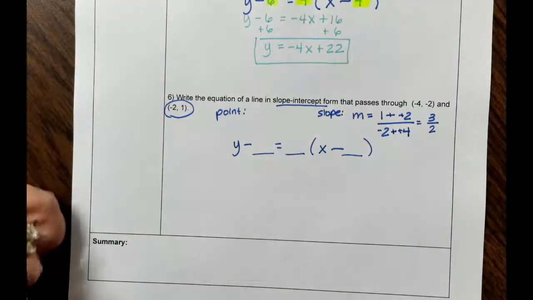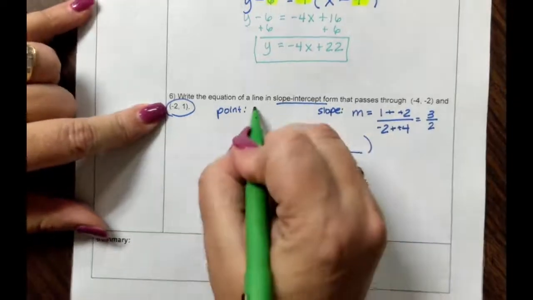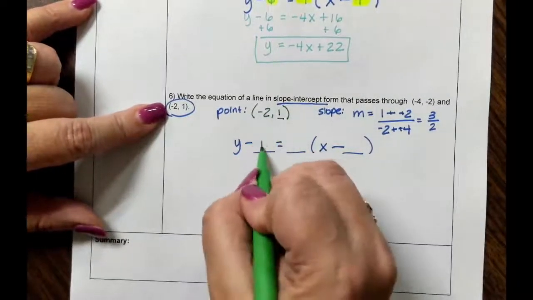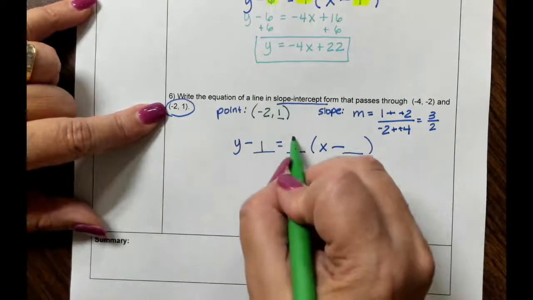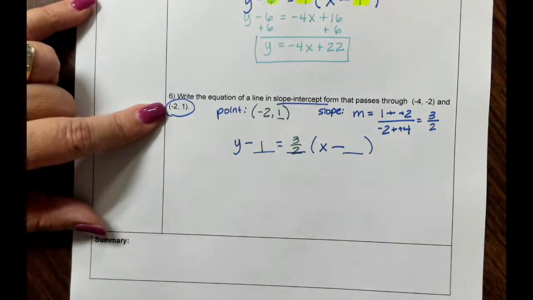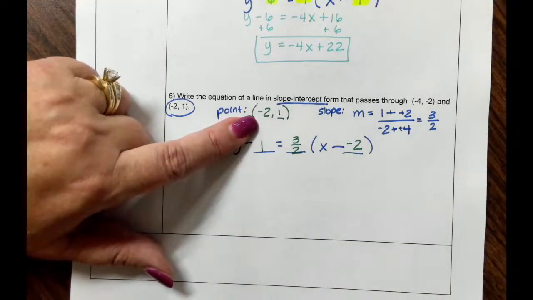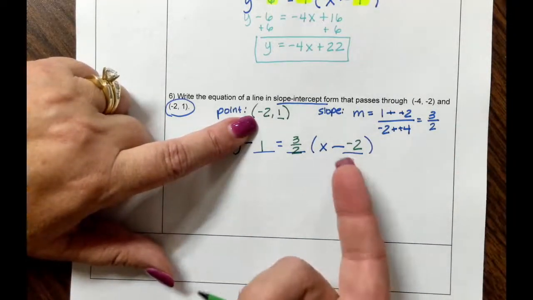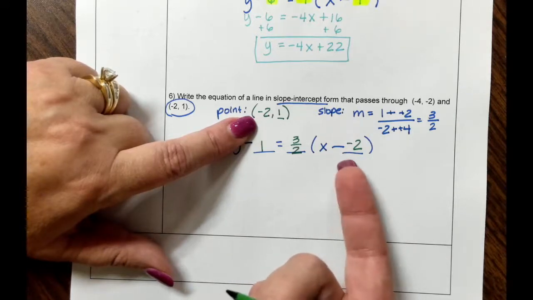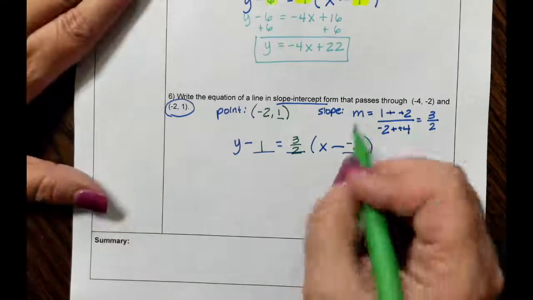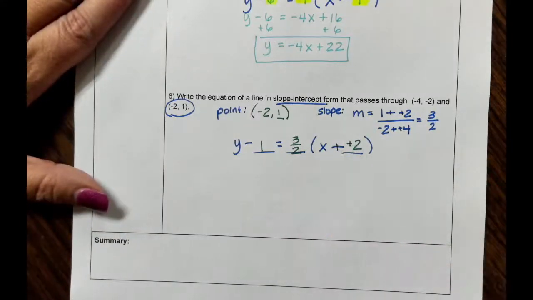So y minus, I'm using this point. You can use whichever one you want. So y minus y, which was 1. Slope was 3 over 2. And then x minus -2. Okay? I'd like to write that skeleton so that I don't make mistakes right here. You have to be very careful. Don't make mistakes. X minus, and then go get the number. Well, we're going to clean that up and make it positive.